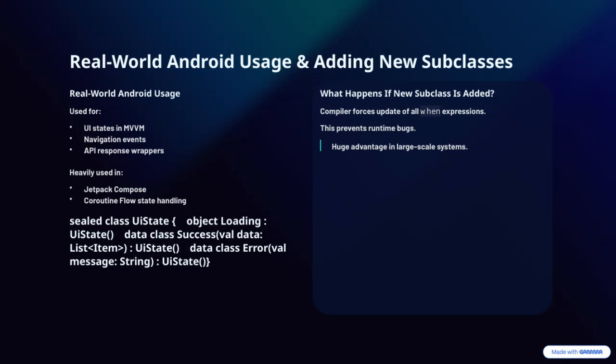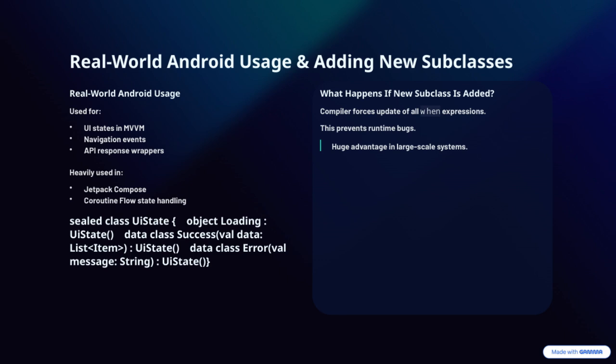One of the huge advantages of using sealed classes in large-scale systems is that they help prevent runtime bugs. Because the compiler enforces updates across all when expressions, it ensures that every possible subclass is handled explicitly. This makes your code safer and more predictable. Now, what happens if you decide to add a new subclass, like a new state to your UI state sealed class? Well, the compiler will alert you to all the places where this new subclass needs to be addressed, forcing you to update your logic accordingly.